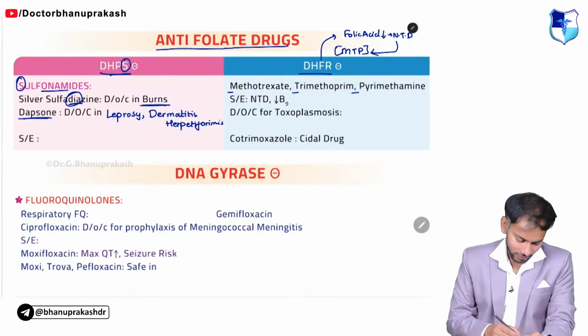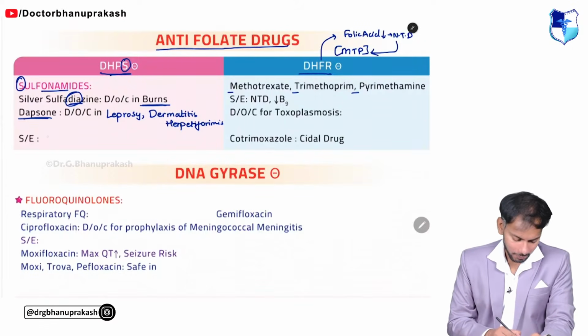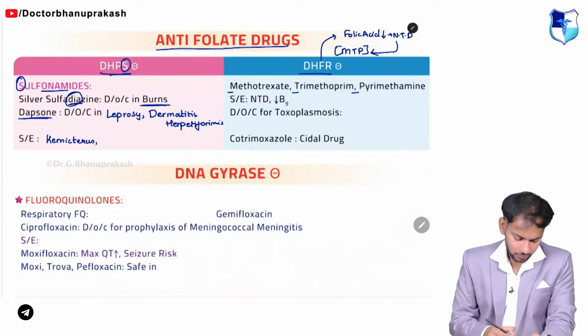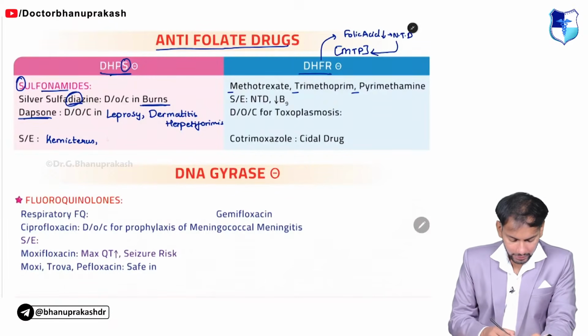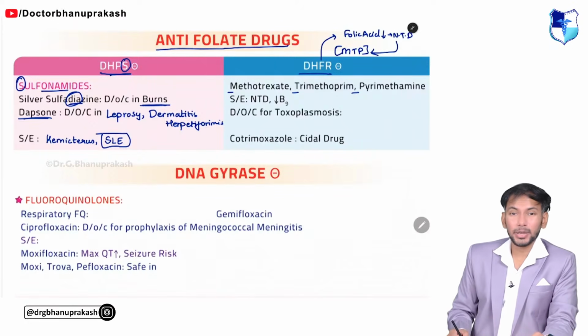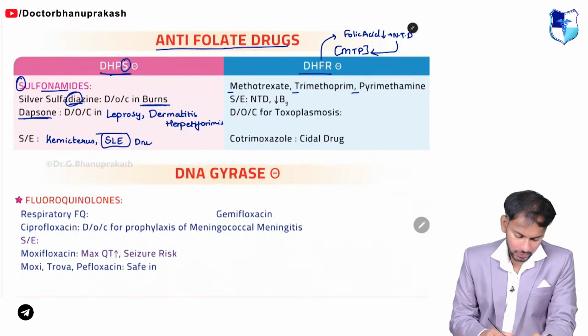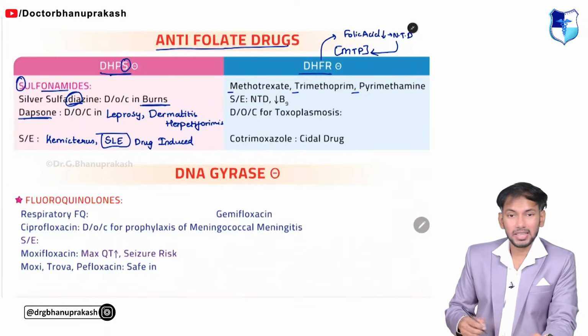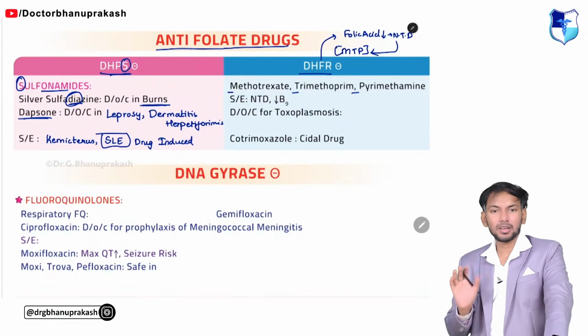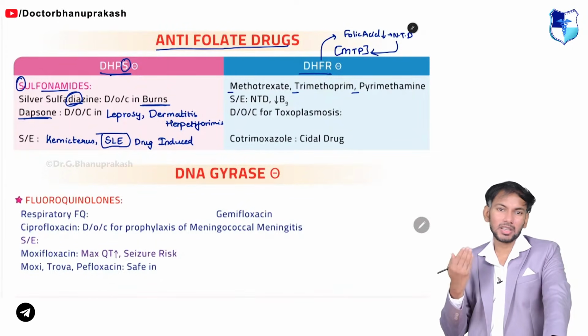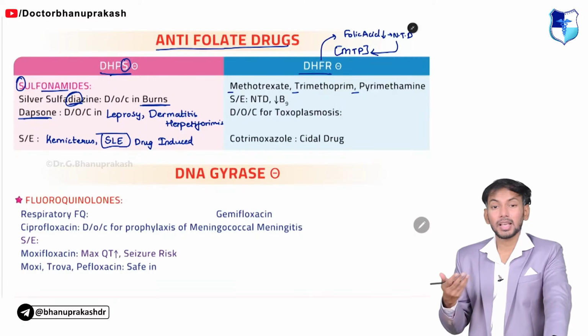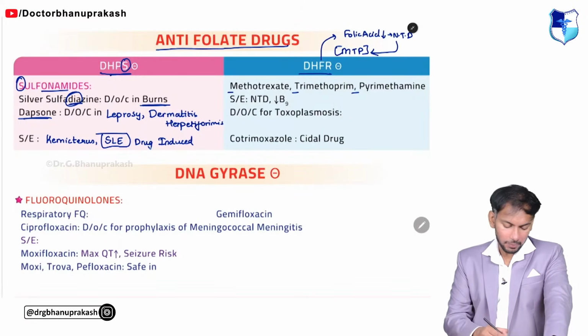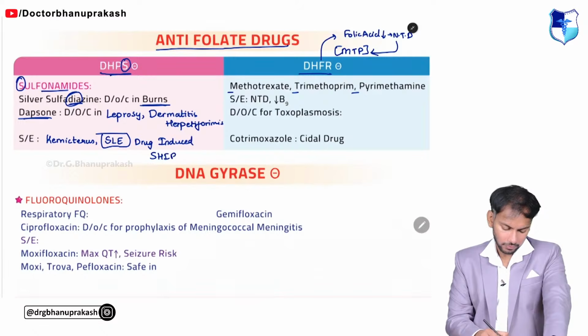Now, what is the side effect of this? The most important things to remember are, it can cause kernicterus. It can also cause SLE. Which SLE? Drug-induced SLE. I already talked about this in the general pharmacology chapter. Any drugs that undergo slow acetylation, in these slow acetylators will cause drug-induced SLE. I call them SHIP drugs.